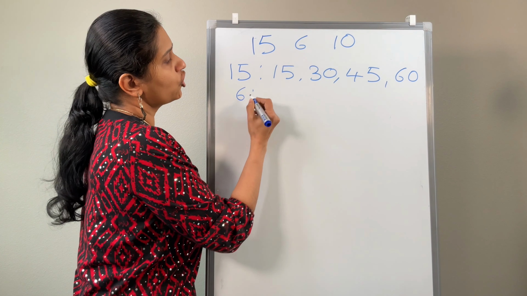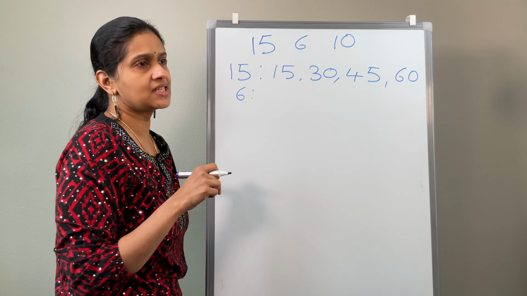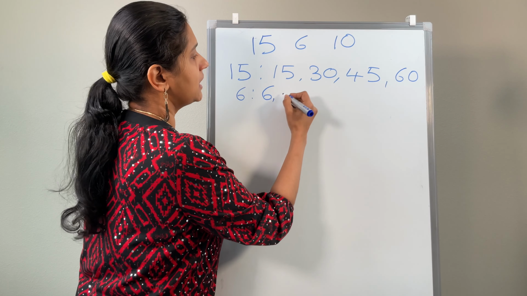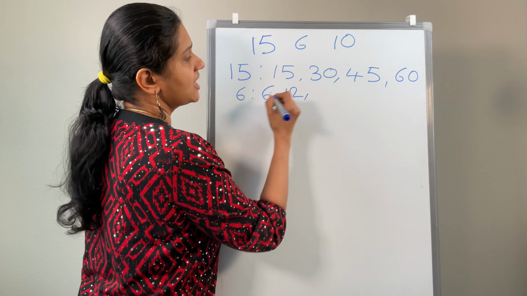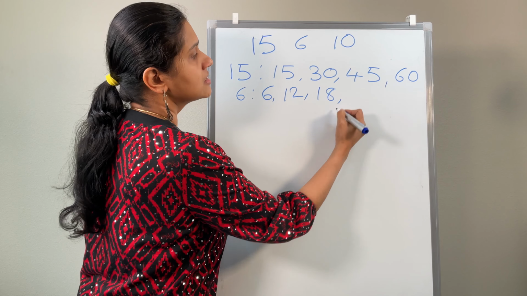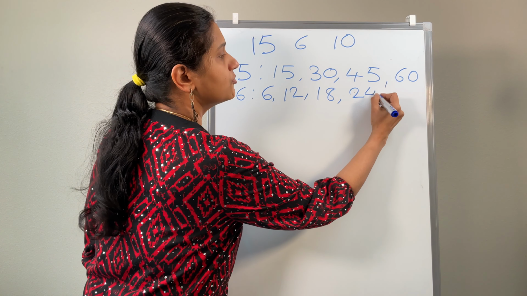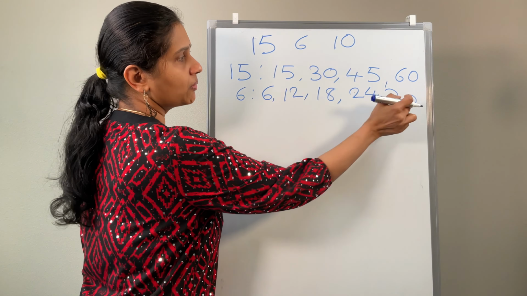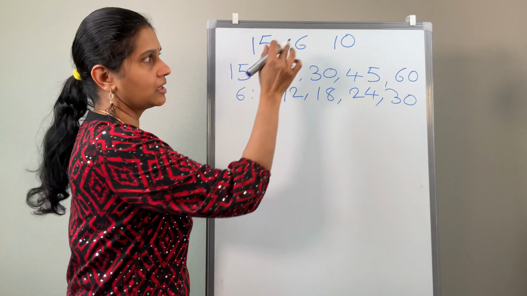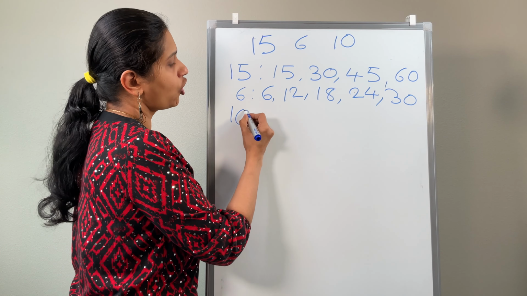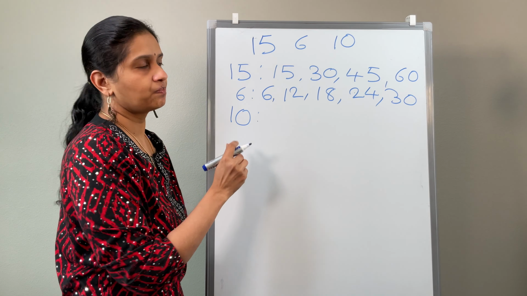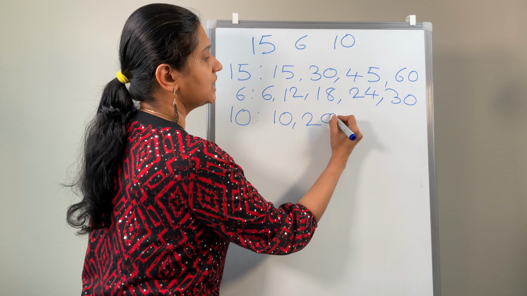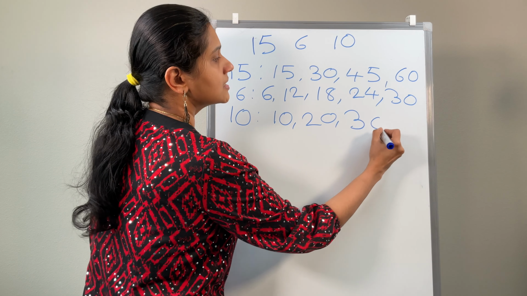Let me see what are all the multiples of 6. 6 times 1 is going to be 6. 6 times 2 is going to be 12. 6 times 3 is going to be 18. 6 times 4 is going to be 24. 6 times 5 is going to be 30. One common multiple I have found, so let me stop there. Next, we will find the multiples of 10. 10 times 1 is 10. 10 times 2 is 20, 10 times 3 is 30.